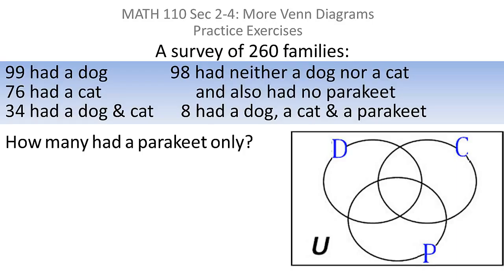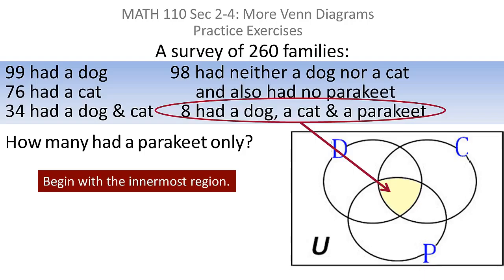Here we've got a survey of 260 families. Given lots of information, as usual, I will try to start in the center if I can. And I can. I know that there are 8 families that had a dog, a cat, and a parakeet, so that goes dead center.